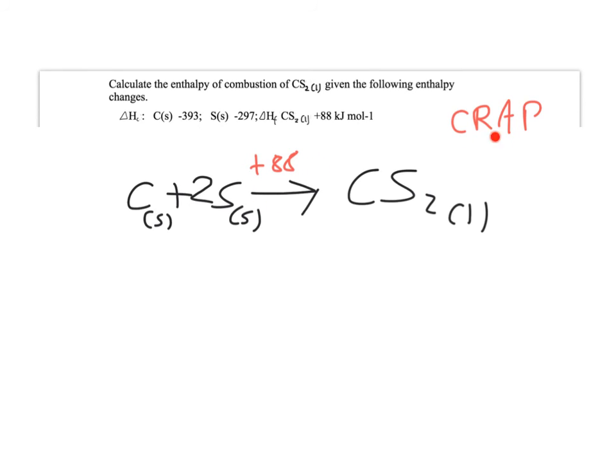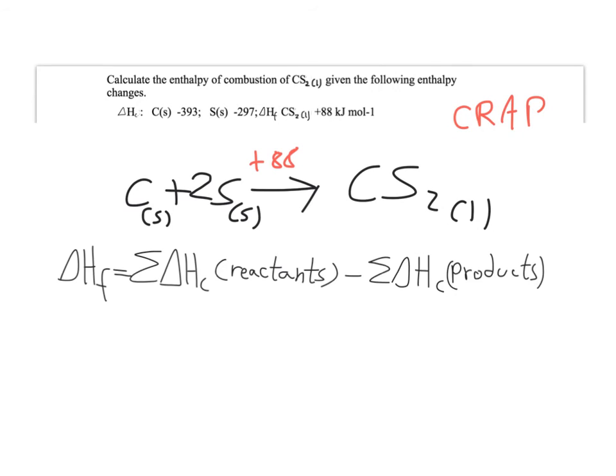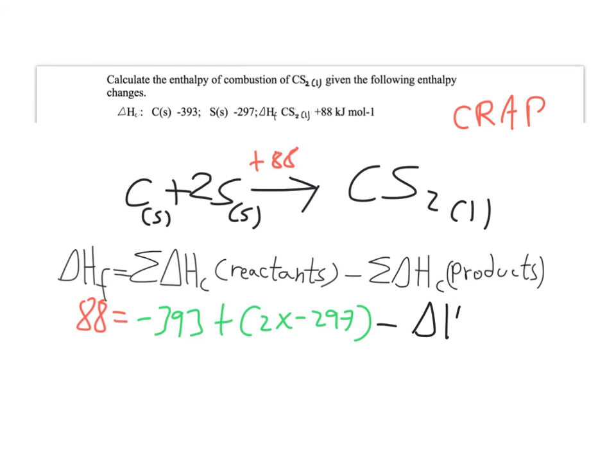Now we need to write down our equation for combustion data, which is delta HF, that's this one, equals the sum of delta HC reactants minus the sum of delta HC products. So there is our equation, our shortcut. Now we know delta HF, that's 88. So we just need delta HC for the reactants, that's combustion of 1 carbon and 2 sulfurs. And that's minus delta HC combustion for the products, which is what we're trying to work out. So we'll just call that one delta HCP for products.